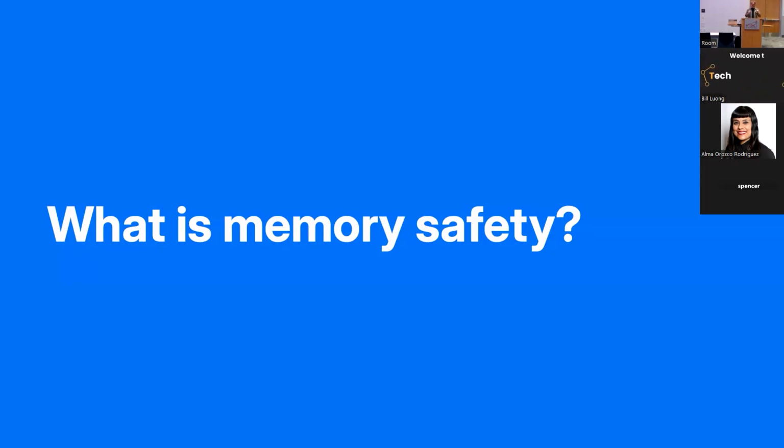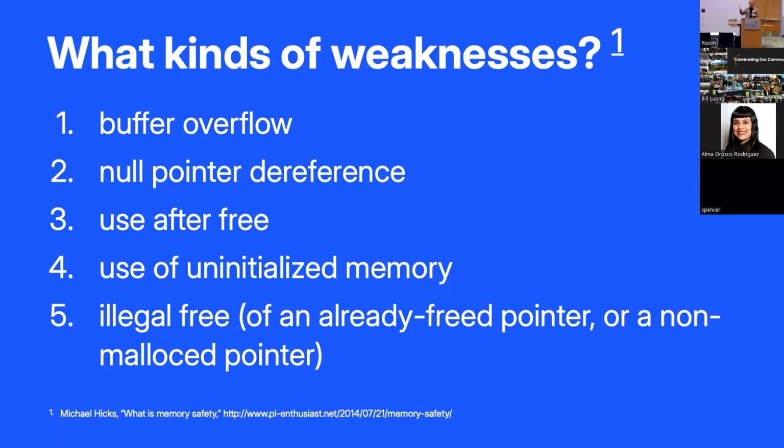Informally, memory safety is when programs cannot produce certain types of software weaknesses related to the use of memory. Now, what kinds of weaknesses? This is a definition from Michael Hicks, who's a programming language researcher and professor. This is a nice short version. He identifies a few things: buffer overflow, the classic one, null pointer dereferences, use after free, use of uninitialized memory, and illegal free. So this would be double free, as you commonly see it called, or trying to free a pointer that wasn't allocated from the heap.